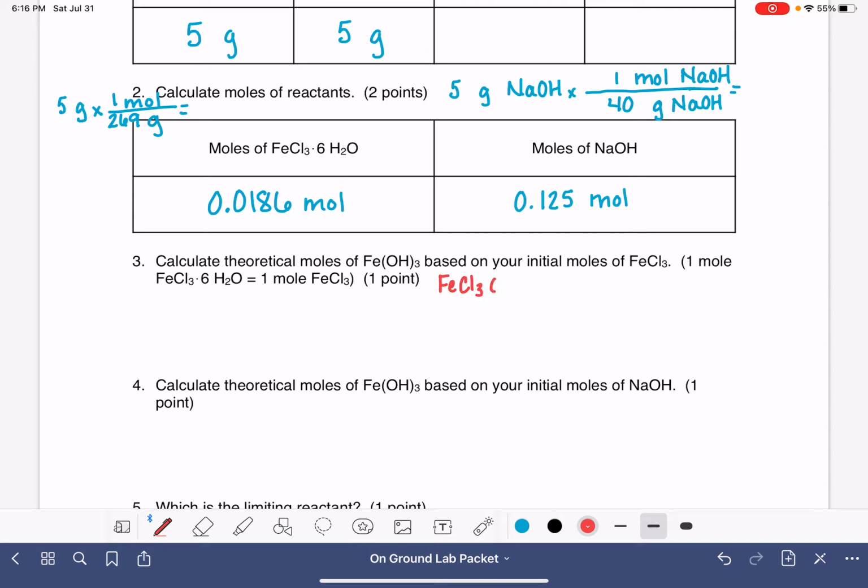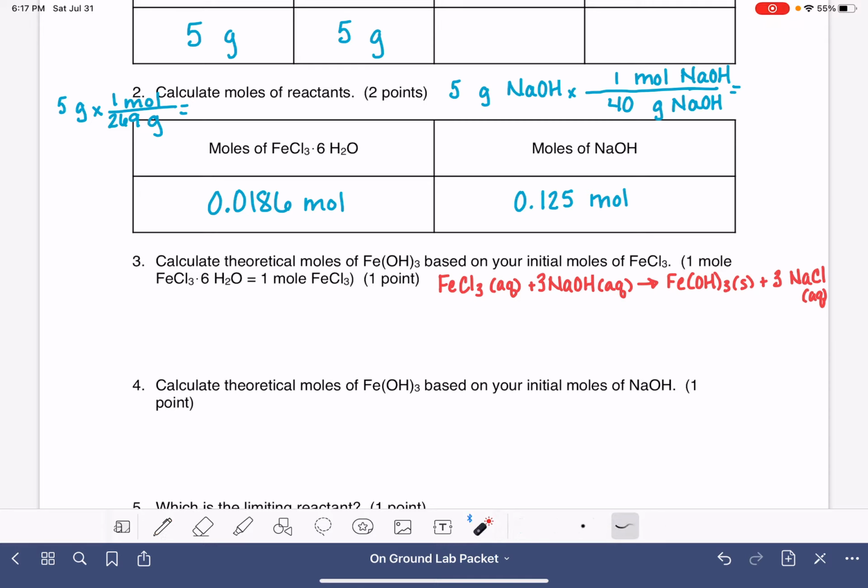FeCl3, which you have aqueous, and NaOH, which is also aqueous, are going to react together to make FeOH3. That's the solid, that's the product that we made here, and 3 NaCl, which is aqueous. And then I've got to do a little bit of balancing here. We need a 3 in front of the NaOH, and that looks good.